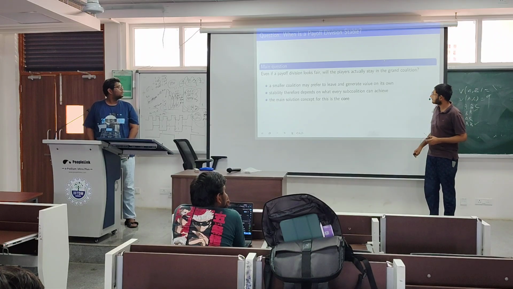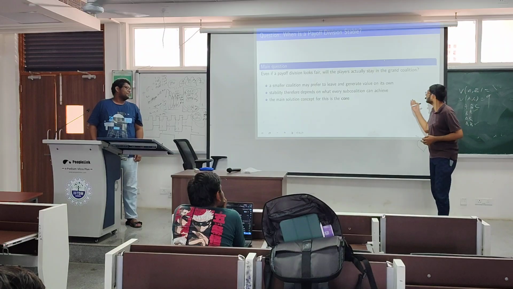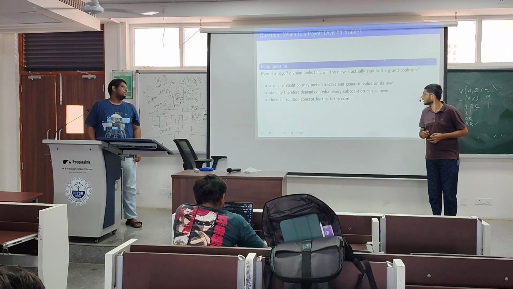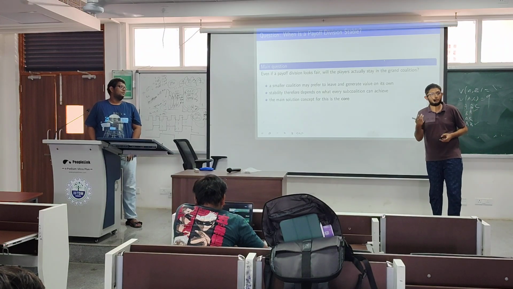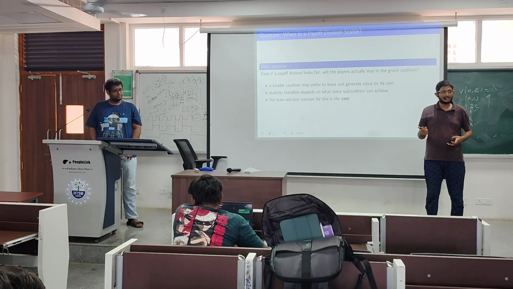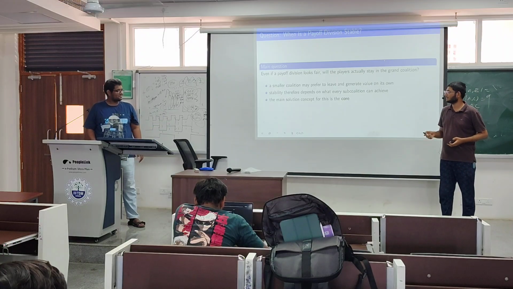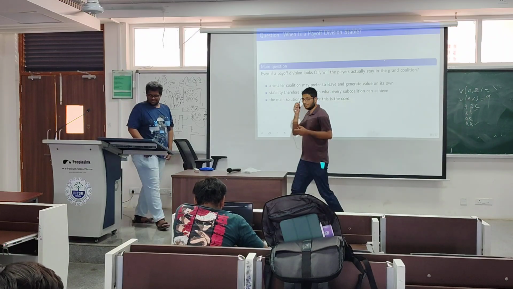Next. Even if the payoff division looks fair, will the players actually stay in the grand coalition? That is also there. For example, I told that example before, the political party example. If they bribe someone and want to take a party away from them, will it really happen? No, right? So that situation is also there. So I will explain the core part.